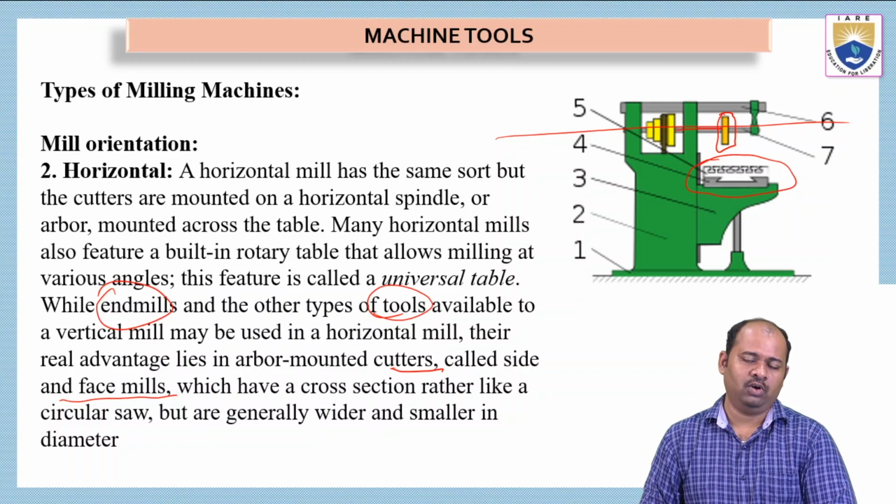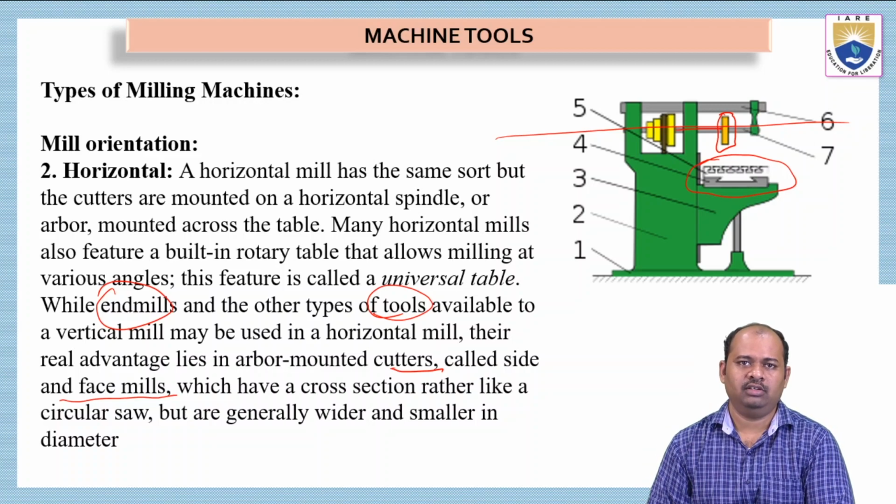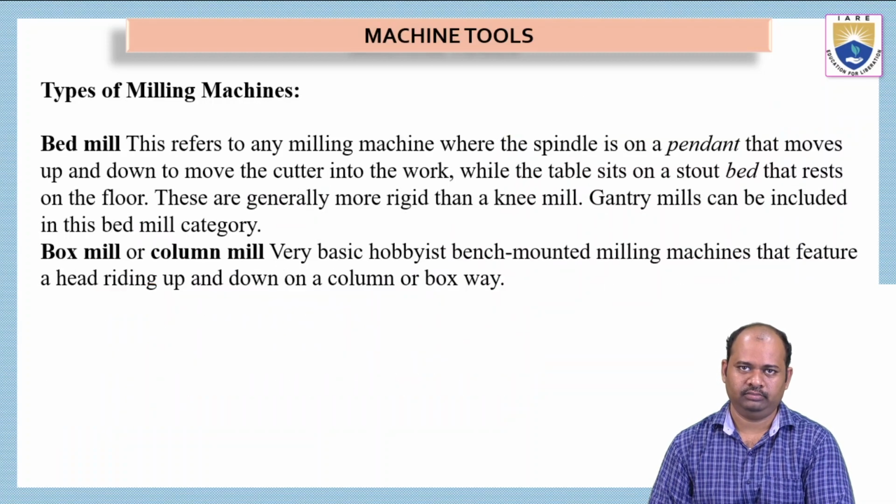In both horizontal and vertical milling machines, the key difference is that the orientation or axis of rotation of the spindle is different. In vertical, the axis is vertical. In horizontal, the axis of rotation is horizontal.